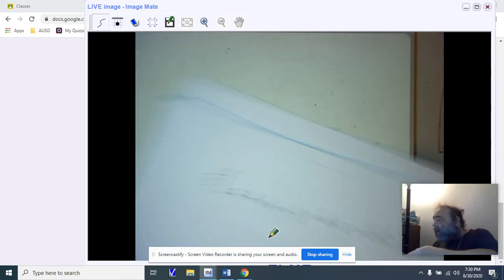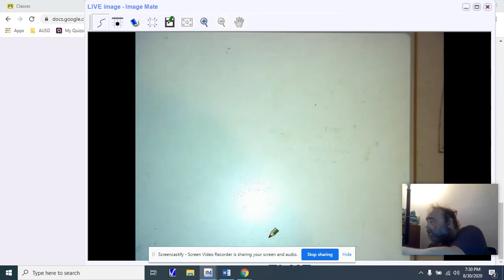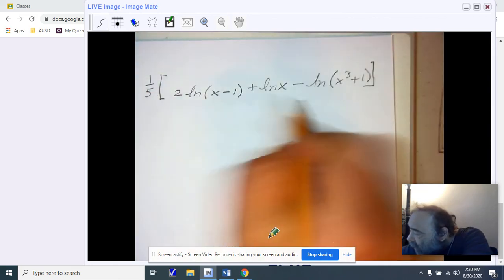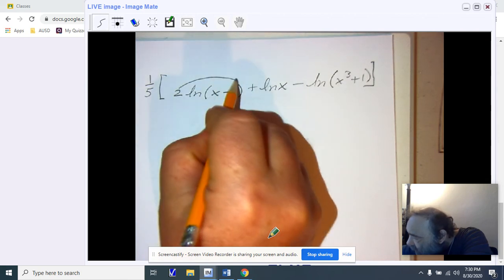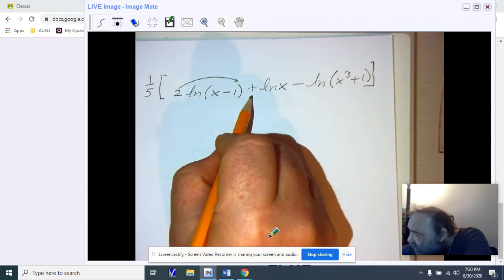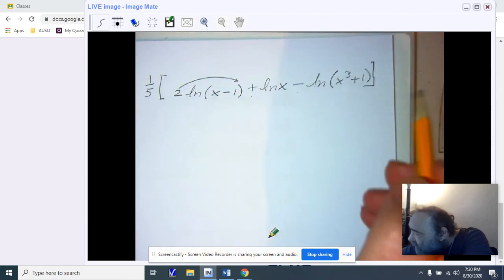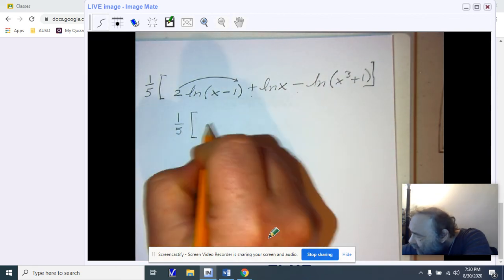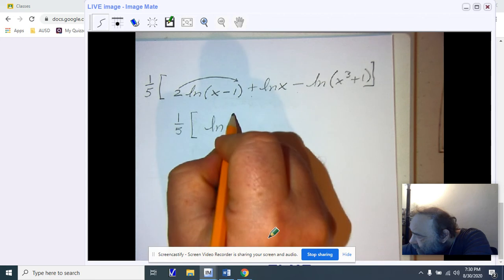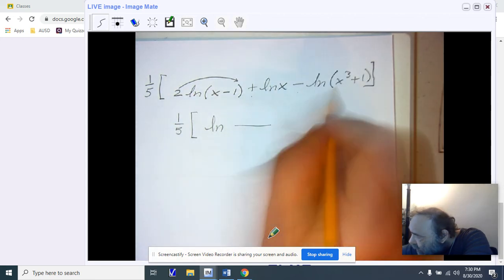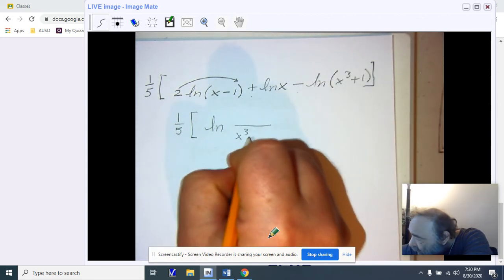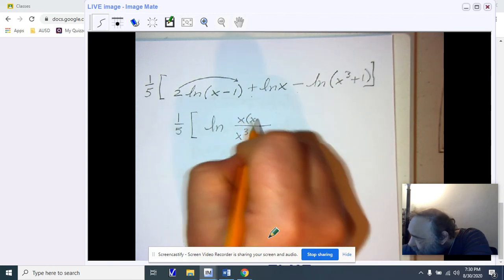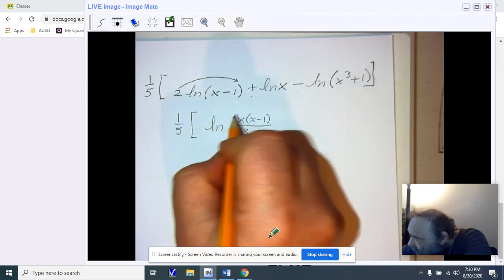So we're going to have to start by recognizing that this is going to be a 1/5 power over all of it. 2 is going to come into the front. This plus represents a product. The minus represents a quotient. I'm going to do that first. Natural log. It's a fraction. Quotient goes on the bottom, x cubed plus 1. In the top, we have x times x minus 1.